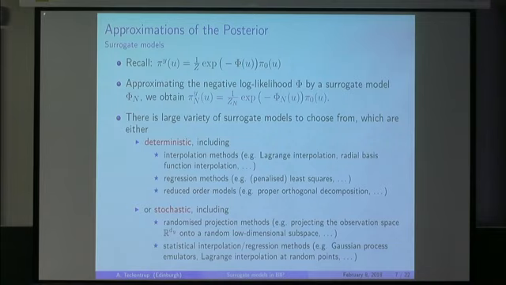Examples of deterministic models include, for example, if you just do interpolation. If you do something like Lagrange interpolation or radial basis function interpolation, once you've chosen your interpolation points, then that construction is completely determined, and you just have one interpolant. You can also do something like regression, and then there are methods which come more from the reduced order modeling community, like proper orthogonal decomposition and things like that. So those are deterministic models.